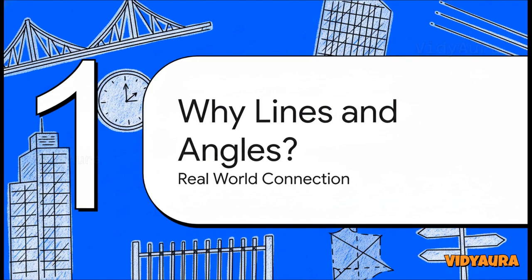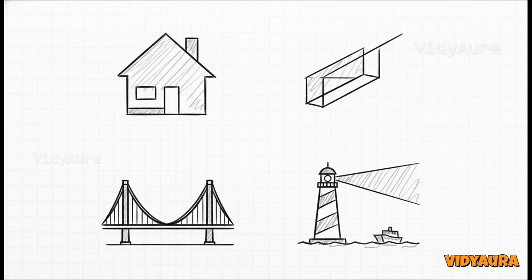First up, you might be wondering, why do I even need to learn this stuff? Well, let's take a look at just how much lines and angles are all around us in the real world. I mean, just think about it. The house you're sitting in right now, an architect used angles to make sure it's strong and doesn't fall down. When you study science, you see them in ray diagrams for light. Engineers are constantly using angles to figure out forces on things like bridges. And even out at sea, navigation depends on angles to find a ship's distance from a lighthouse. So yeah, having a solid grip on lines and angles is absolutely crucial. All right, let's dive in.